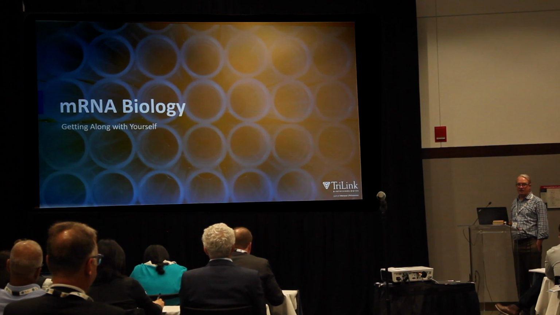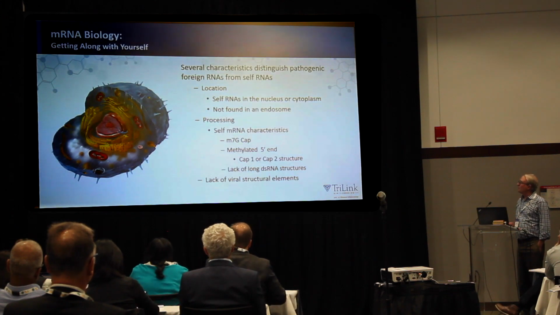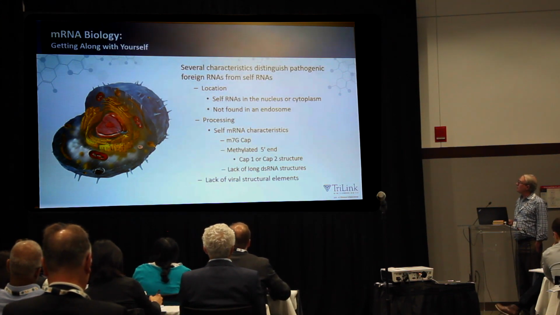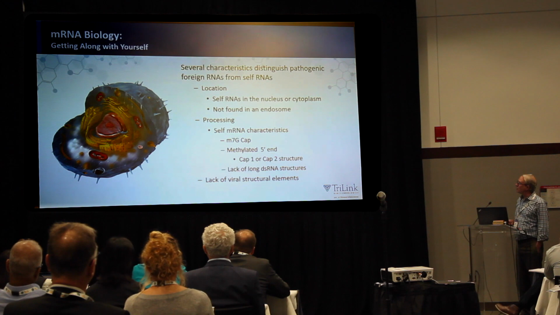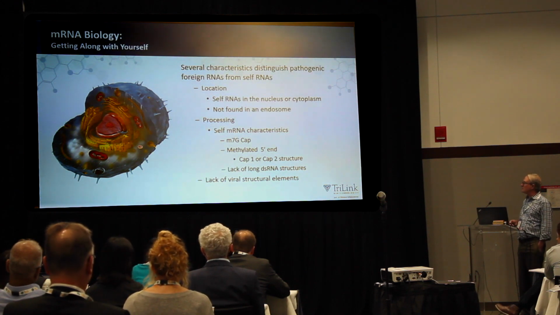All right, so now I'd like to spend a little bit of time telling you about how your body recognizes self-RNAs and distinguishes them from non-self RNAs. As Jim alluded, there are several characteristics that distinguish mRNAs that are delivered externally from those that are internal. So mRNAs are found in the cytoplasm or the nucleus. They're generally not supposed to be found in the endosome. And so the cell recognizes mRNAs in that compartment as being potentially viruses.